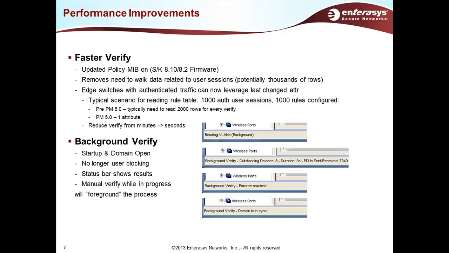On top of that, an attribute indicating when the table was last changed exists, but generally could not be exploited as sessions coming and going would update the value. With the static policy configuration now segregated into a dedicated table, we can also legitimately leverage the last changed attribute. This will result in most verify calls that used to require thousands of rows to be read to be replaced by a single attribute read. This should provide a noticeable speed improvement on SNK devices running the latest firmware.